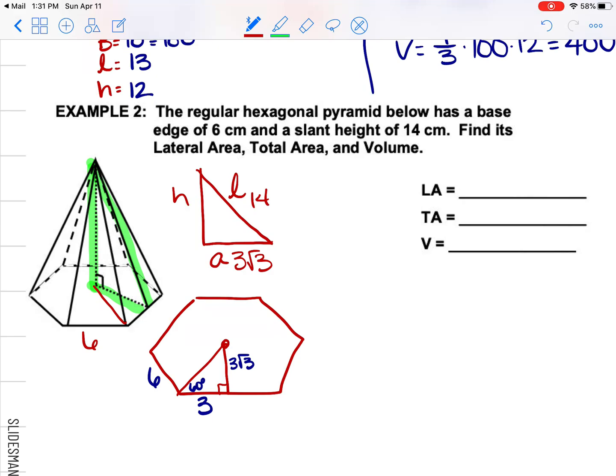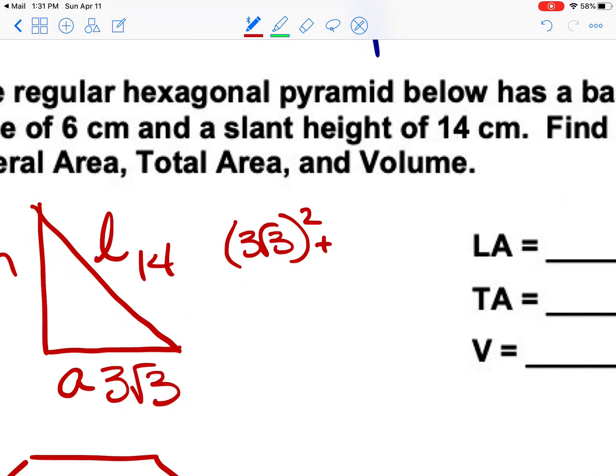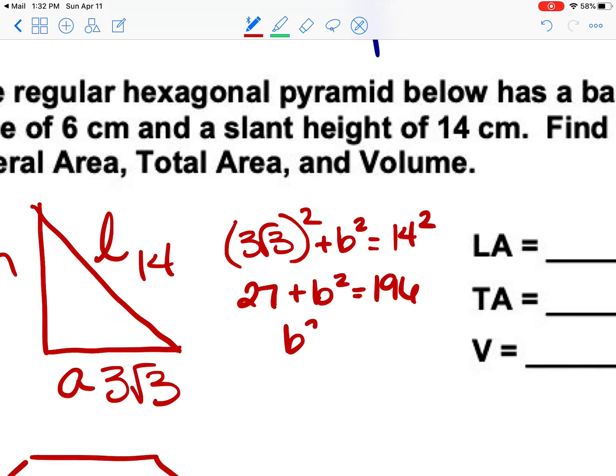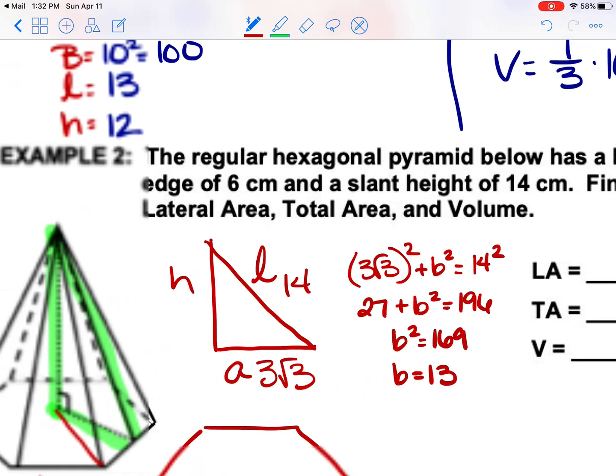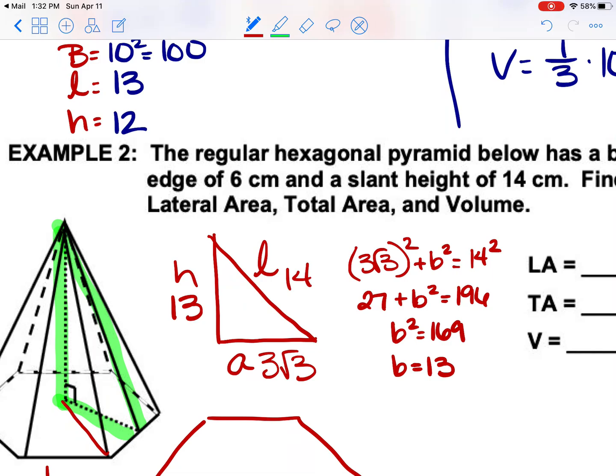So we could say here 3 square root of 3 squared, let me zoom in a little bit, plus our b squared, we don't know the height, equals our 14 squared. When you go to plug this into the calculator, plug it in just like that with the parentheses. Make sure you put those parentheses in, otherwise you will miss it. And so if you plug that in, you would get 27 plus b squared equals 14 squared, which is 196. Subtract that over, b squared would equal 169, and that's a perfect square root, and that would give us 13. So that means our height is 13. Now we have all of our pieces.